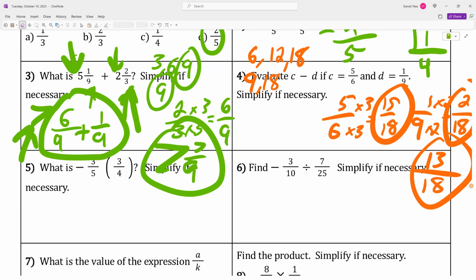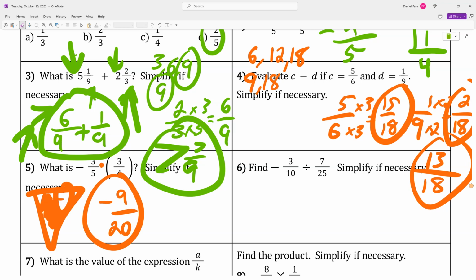All right, this one doesn't say plus or minus, but it's multiply. So positive and negative makes negative. 3 times 3 is 9, and 5 times 4 is 20. Easy. All right.